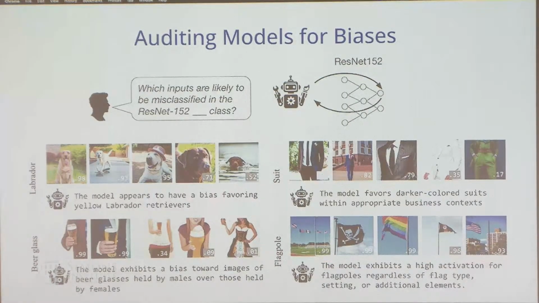And in yet other examples, Maya doesn't find any bias. For instance, in this flagpole category, it finds that flags across a wide variety of settings are equally likely to be classified as flags. So a pirate flag, a pride flag, all show up as high likelihood of being flags.